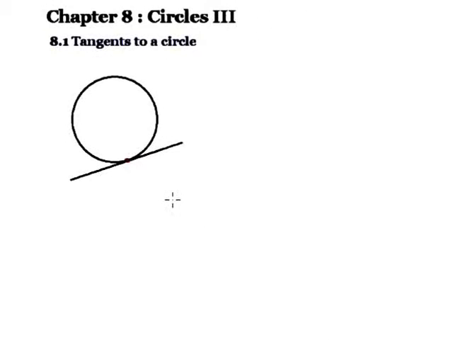Now, what is a tangent? A tangent is a straight line which touches the circle at a point. And the point, we will call it the point of contact. And as shown, it's this red dot. This red dot is the point of contact.